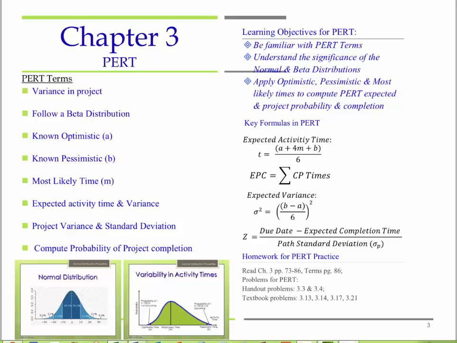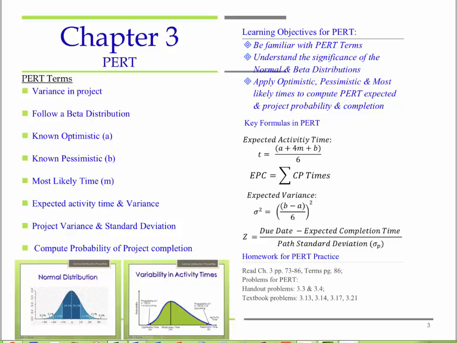Now, a couple things to keep in mind. First is these times that we're going to talk about here in a second follow what's called a beta distribution, which enables us to assume we're considering 6 standard deviations. So this is important because with this, we are able then, like I said before, to predict completion times.